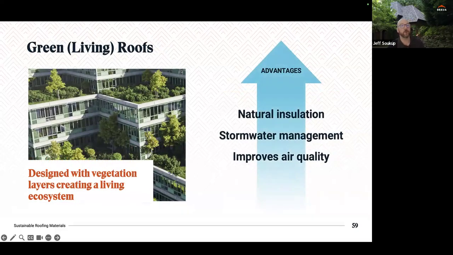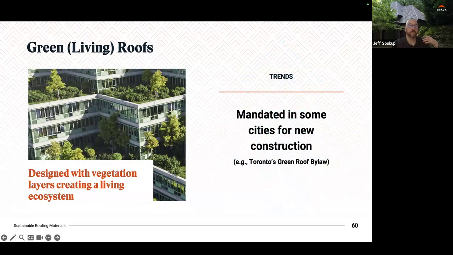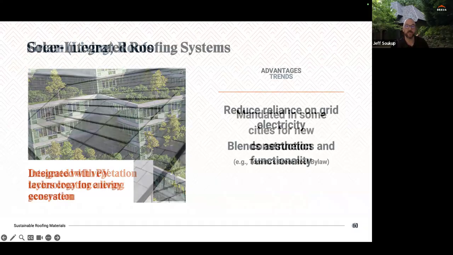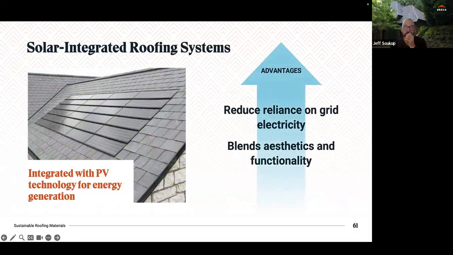Green living roofs. What's better than having a green roof? Natural insulation, stormwater management, and improved air quality. Can't say anything better about it. We're seeing trends. This is mandated in some cities, looking at Toronto's green roof bylaw, but really it's just awesome. It's expensive, I know, but really just a wonderful advancement.